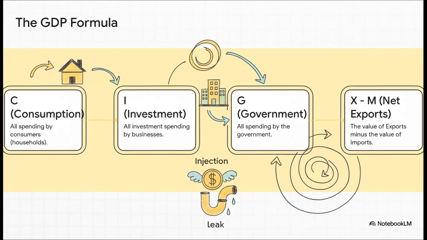So you've probably seen this formula before. C plus I plus G plus X minus M. It looks intimidating, but it's really just a shopping list for the entire country. C is all the stuff we consumers buy. I is for investment, all the stuff businesses buy. G is for government spending. And that last bit, X minus M, that's just our net exports, what we sell to the world minus what we buy from them. Add all that spending up, and boom, you've got GDP.